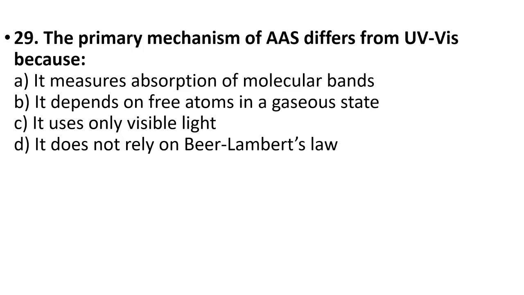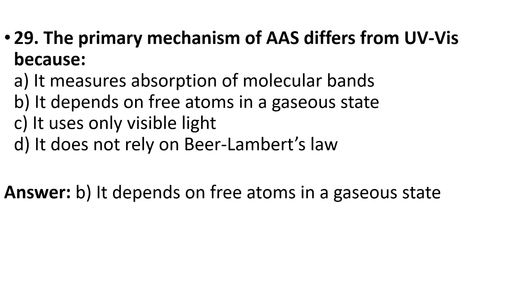29. The primary mechanism of AAS differs from UV-Vis because A. It measures absorption of molecular bonds. B. It depends on free atoms in a gaseous state. C. It uses only visible light. D. It does not rely on Beer-Lambert's law. Your answer is option B. It depends on free atoms in gaseous state.